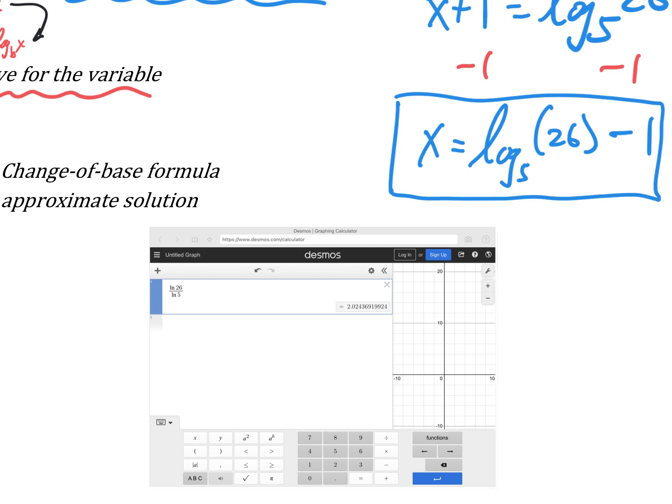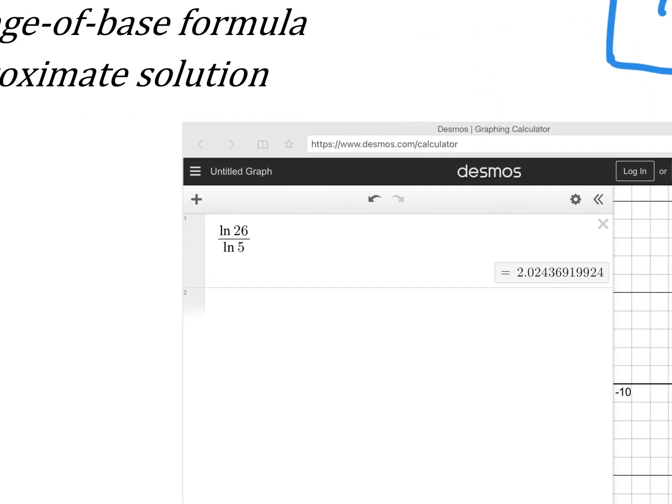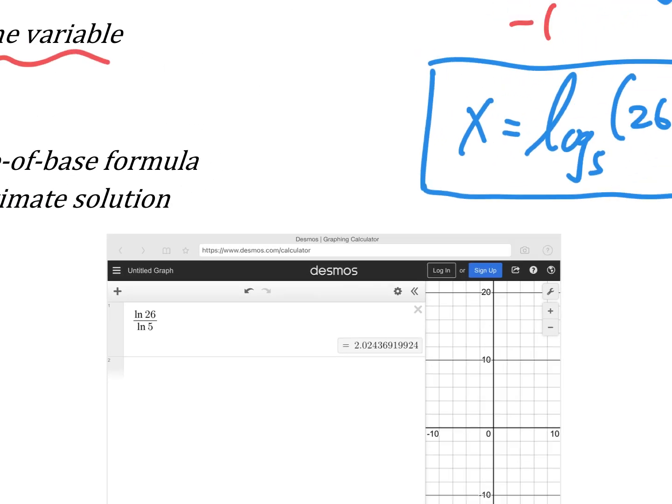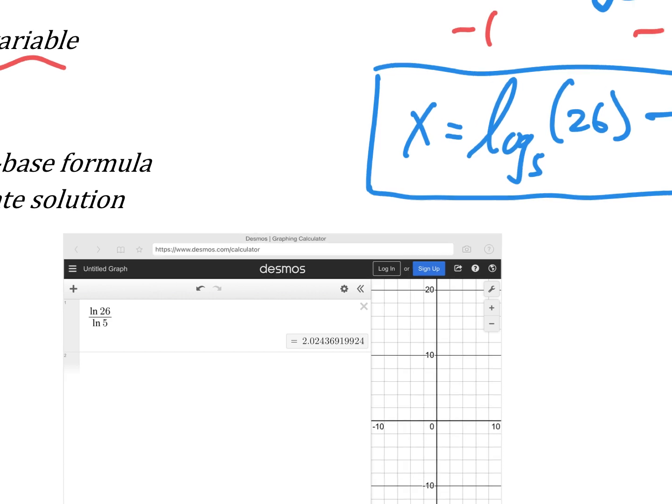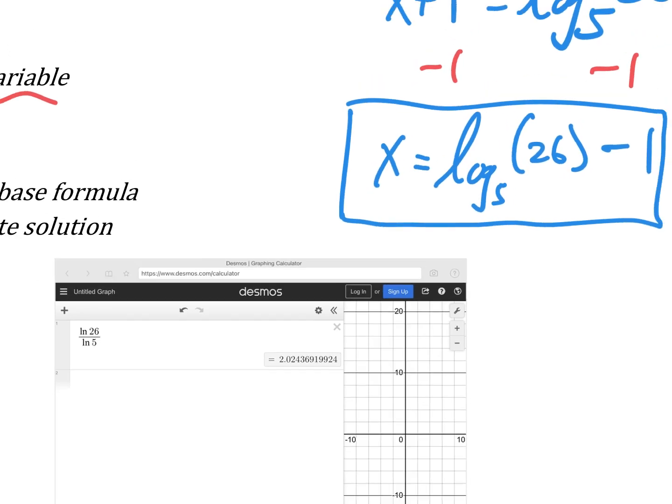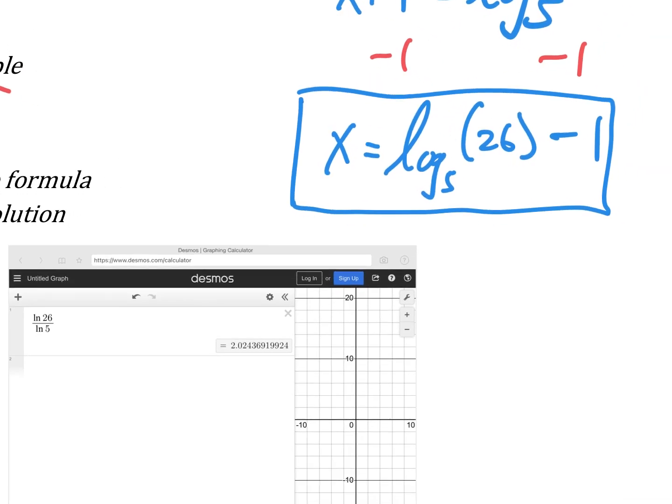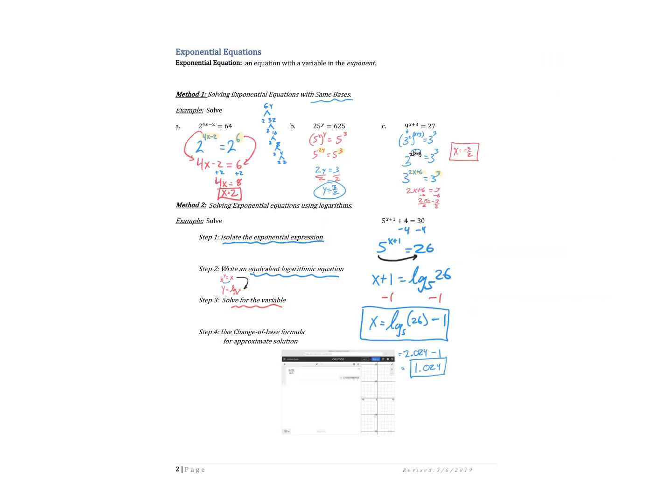Let's make this a little larger so you can read it. Okay, so this is our change of base formula. The natural log of 26 over the natural log of 5, well, that is about 2.024, minus 1, which is 1.024. So there is a decimal approximation.